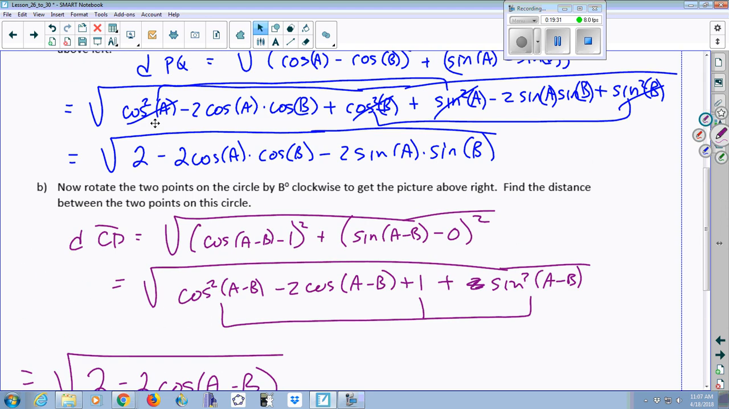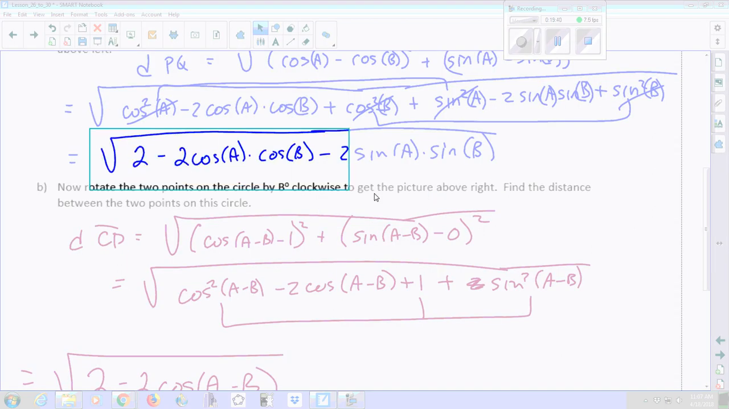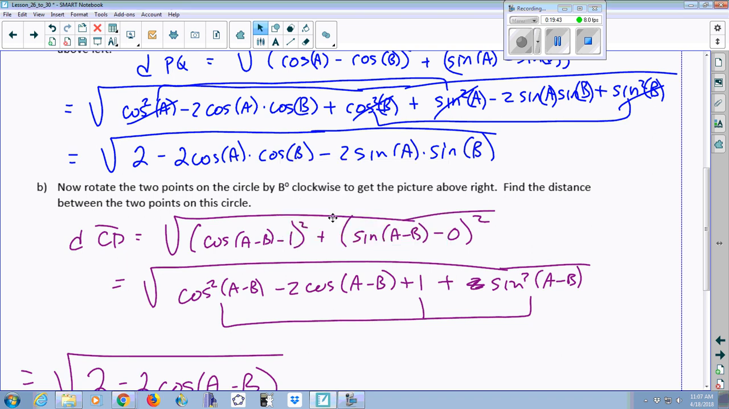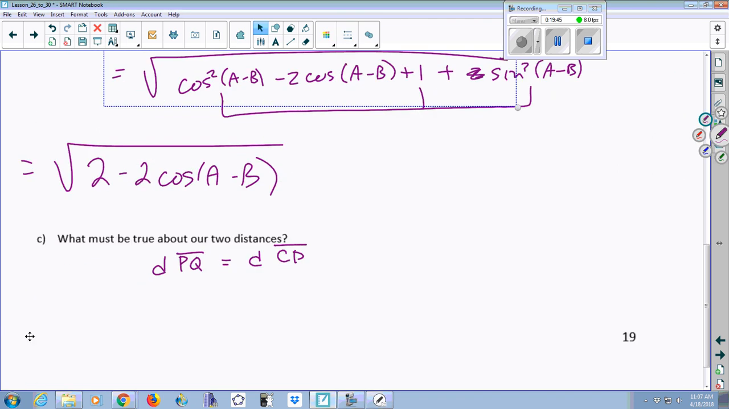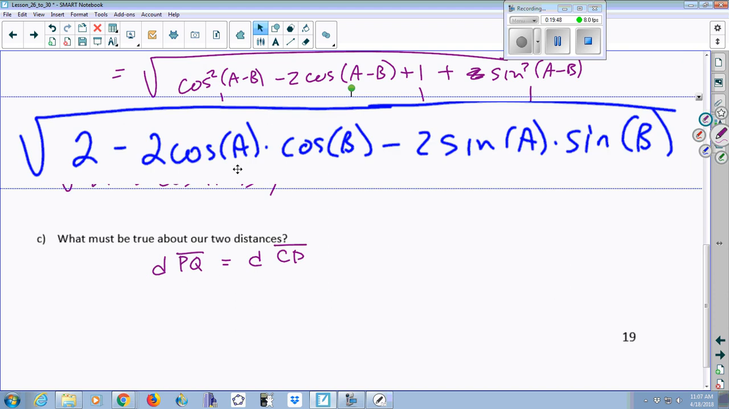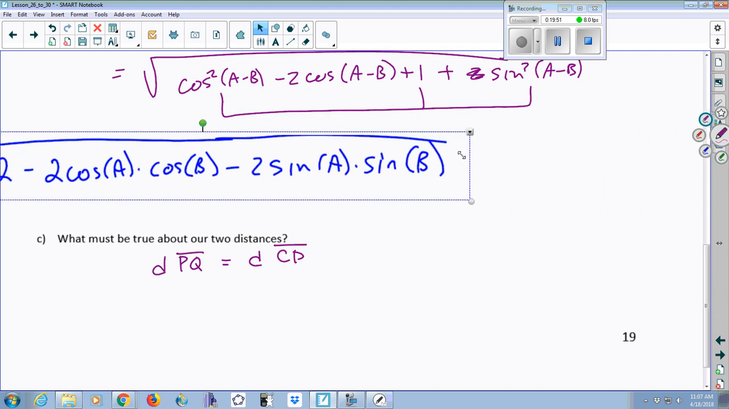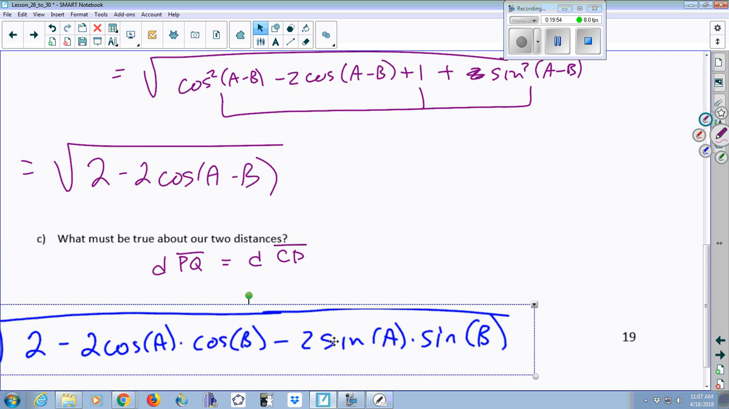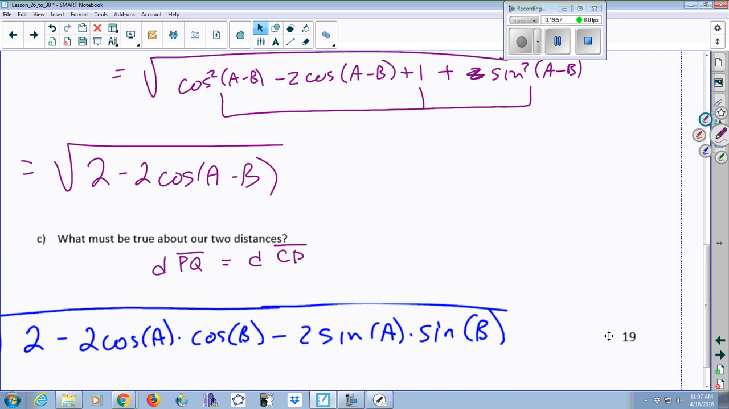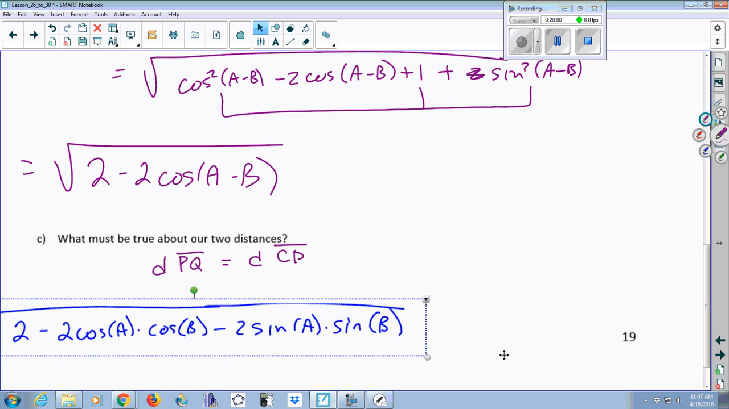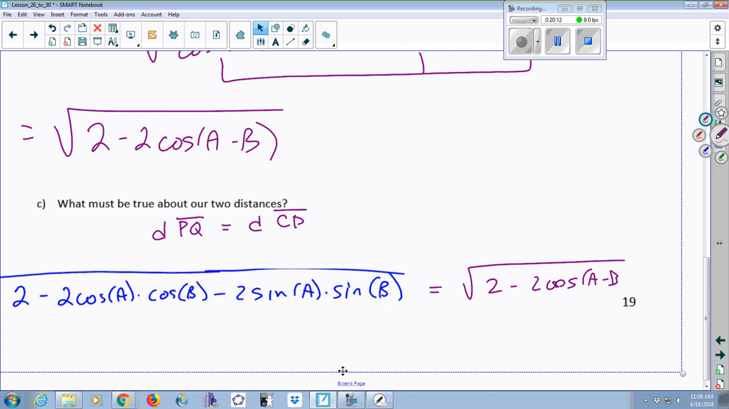So all I have to do now is copy these 2 distances, and I'm not going to rewrite that. I'm going to use my little camera and cheat a little bit. So I'm going to take this thing right here. Send it to my clipboard. Put it down here. Paste. Oh, not that big. Okay, so that's P to Q, and that's going to equal, I got to make it a little smaller, the distance from C to D, which I have right above here, the square root of 2 minus 2 cosine A minus B. Okay. Some proofs can take a long time.